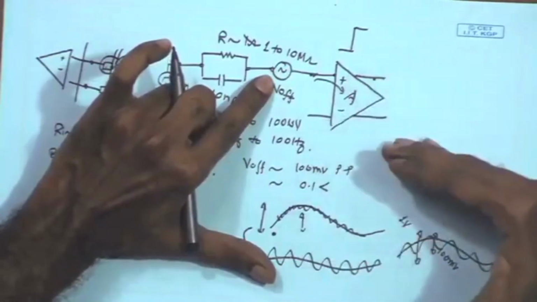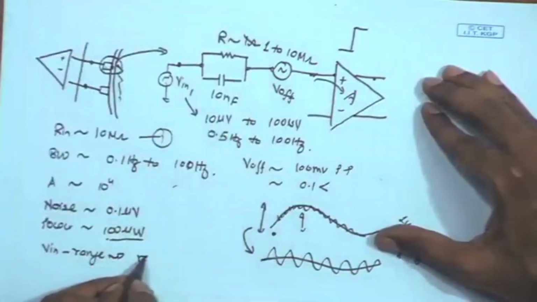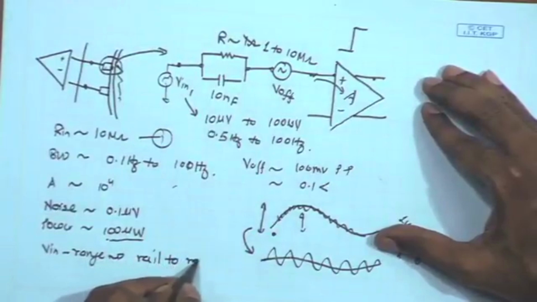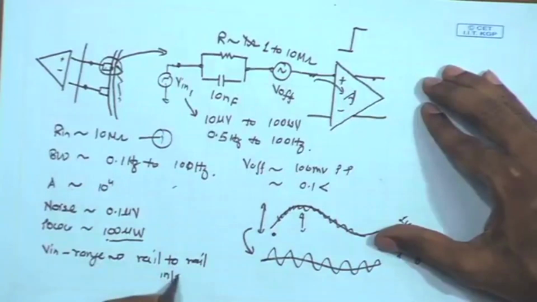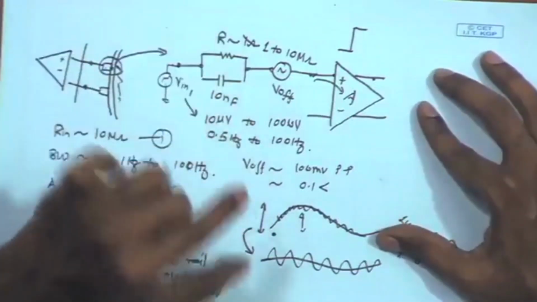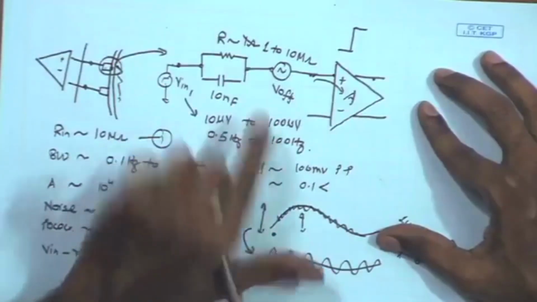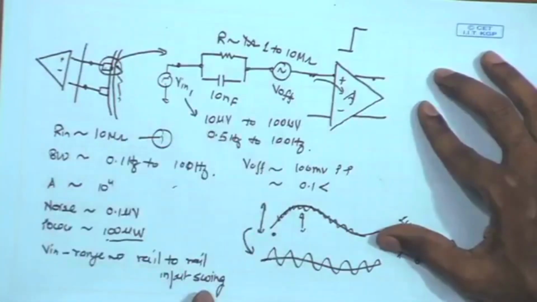So, let us call it a rail to rail input swing. Ideally we would like to have rail to rail input swing. That means it should be able to handle signals within 0 to VDD. Even for an input signal going all the way to VDD, the amplifier should be able to operate, or going down all the way to 0, it should be able to operate.